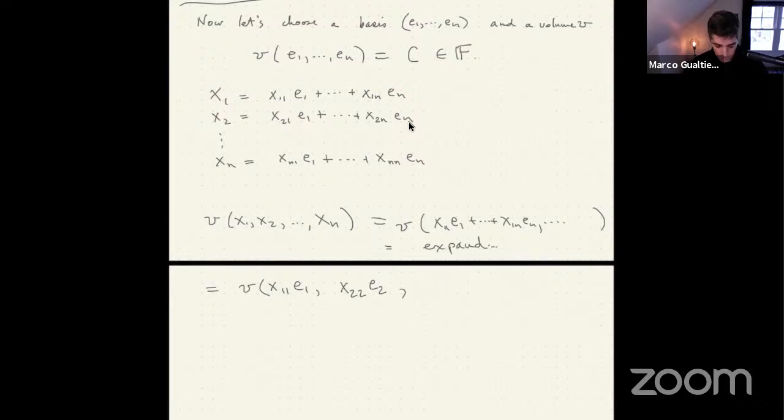Okay, and then if I put here x31 e1, x32 e2, plus x33 e3, you see that this one will not contribute because there's an e1 already in the first argument. This one will not contribute because there's an e2 already in the second argument, and I don't want any repetitions. So the first term that is going to contribute is the e3 term. So I'm going to get x33 e3. And we're going to continue this way until xnn en.